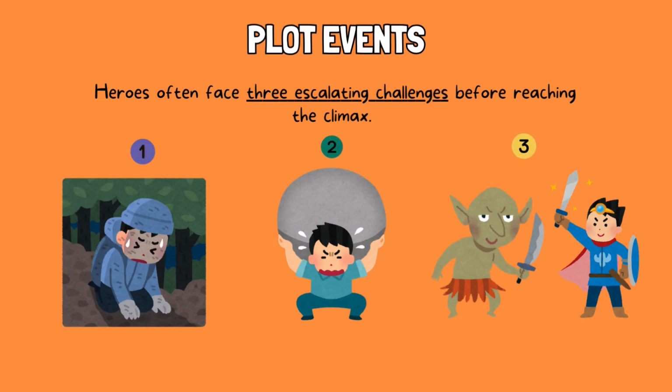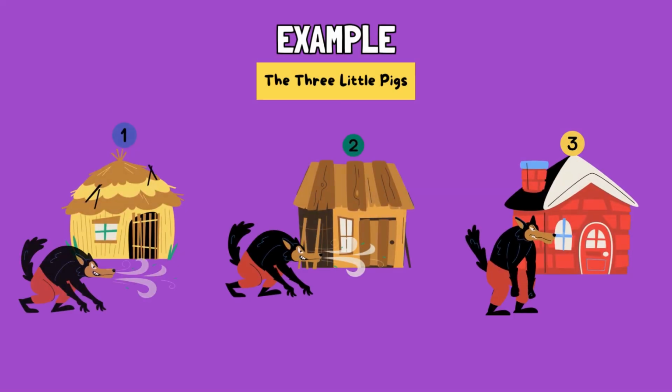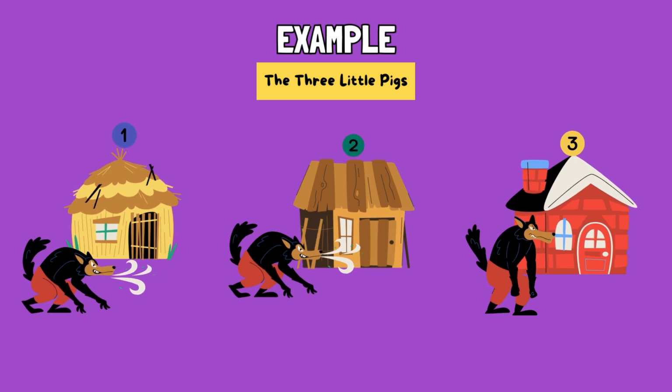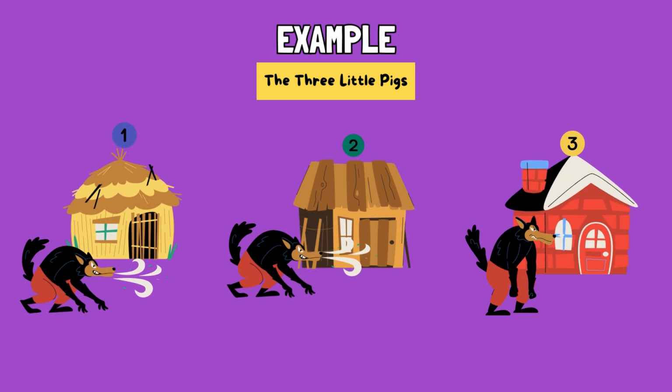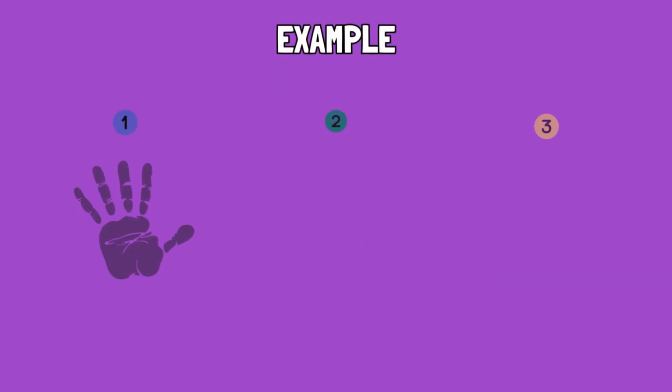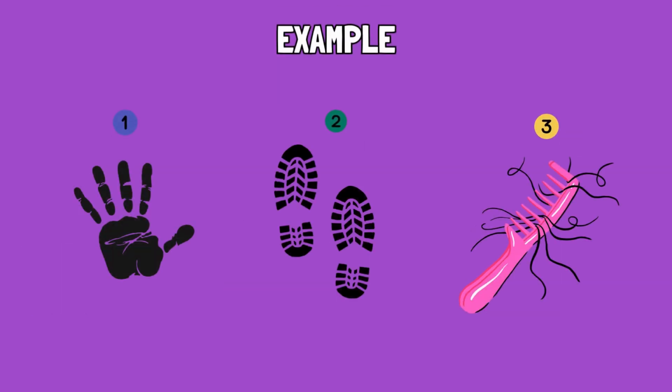In storytelling, 3 is the magic number for plot events. Heroes often face 3 escalating challenges before reaching the climax. For example, in The 3 Little Pigs, the wolf blows down 2 houses before facing the brick house. The repetition builds tension, and the 3rd event delivers the resolution. Similarly, in mysteries, there are often 3 key clues. Each clue moves the story forward, leading to the ultimate solution.